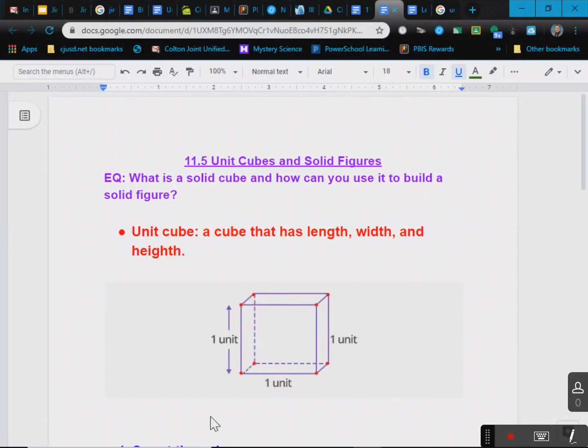Hello everyone, welcome to 11.5 Unit Cubes and Solid Figures. The essential question is, what is a solid cube and how can you use it to build a solid figure?